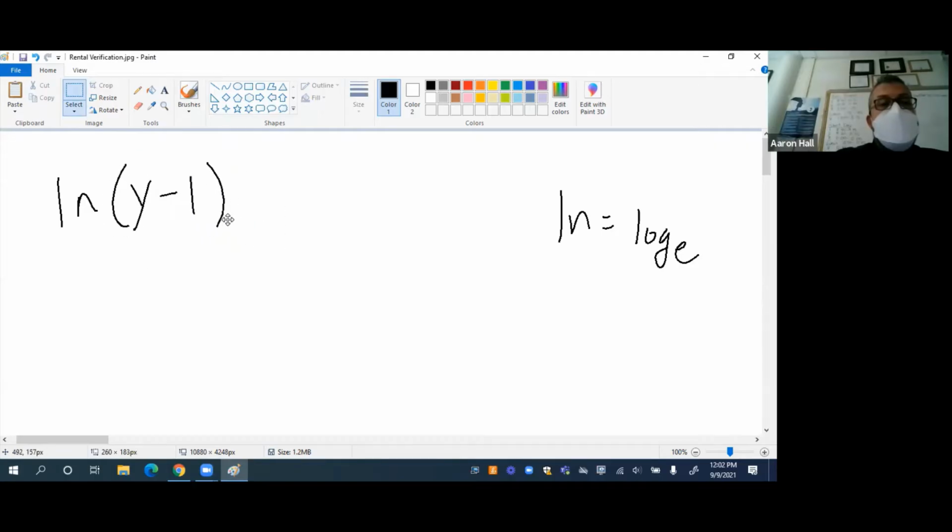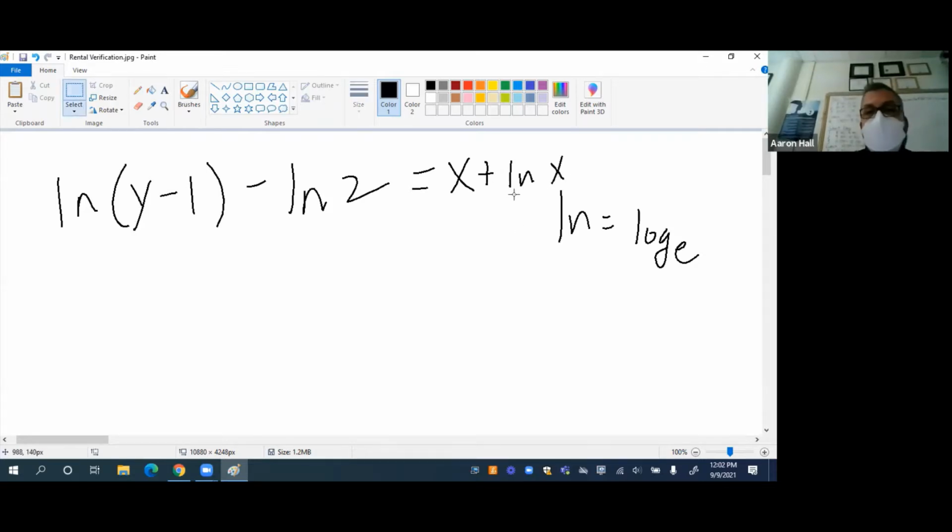So ln of y minus 1, minus ln of 2, equals x plus ln of x. Solve for y. Was this complicated for a lot of you?